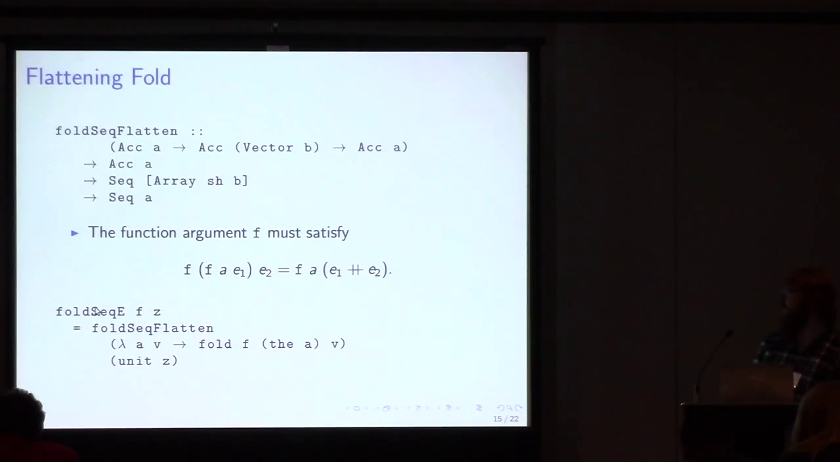Here you can see how fold-sig is defined in terms of this fold-sig flatten. It just takes the accumulator and the chunk values, and then it just folds the chunk values and uses this accumulator as the sort of zero element. It doesn't have to be the neutral element in Accelerate, so we can do that, and that's nice, and we just use that zero element as the initial accumulator.